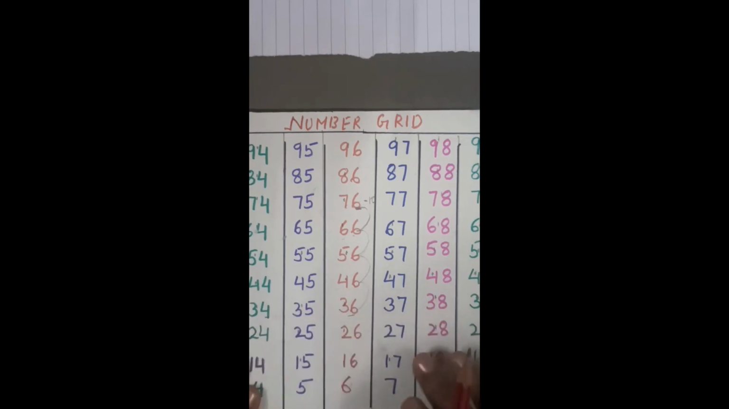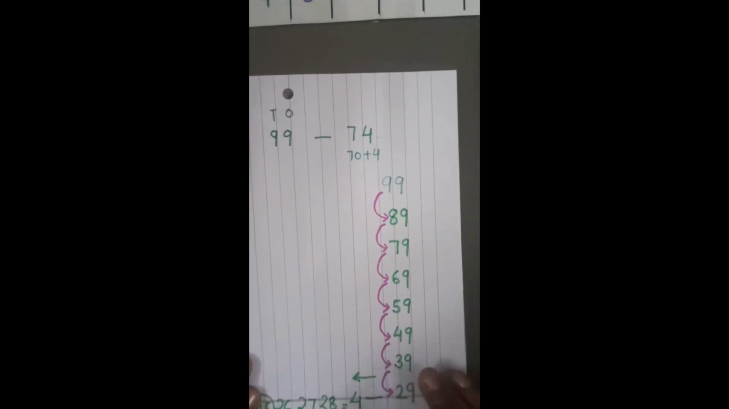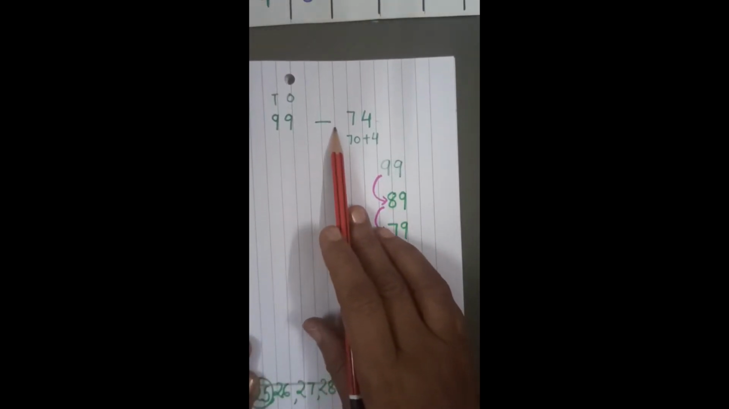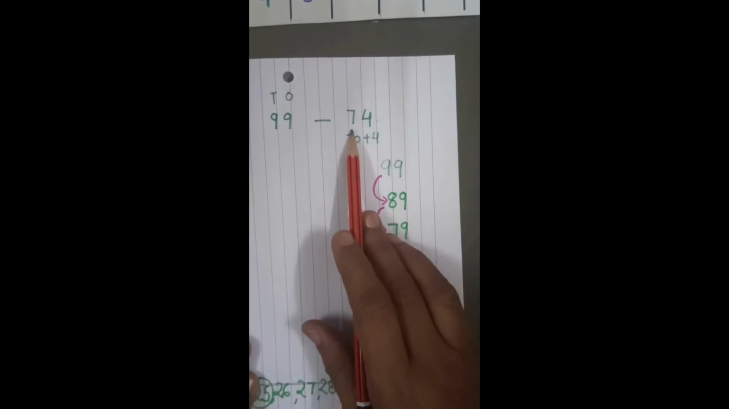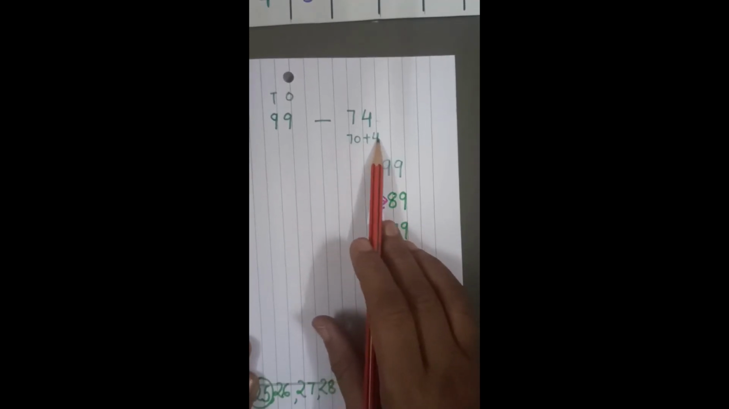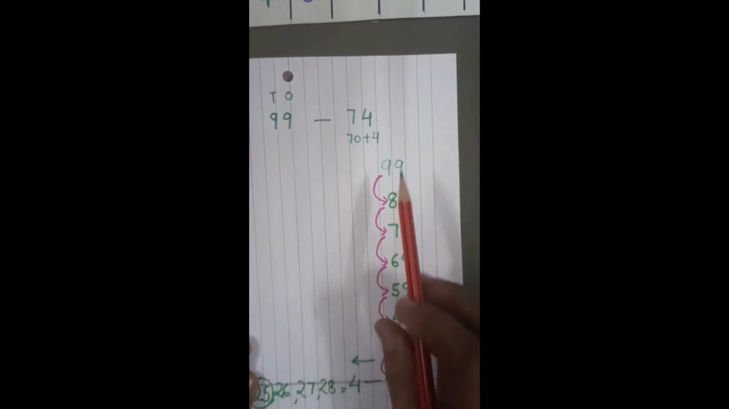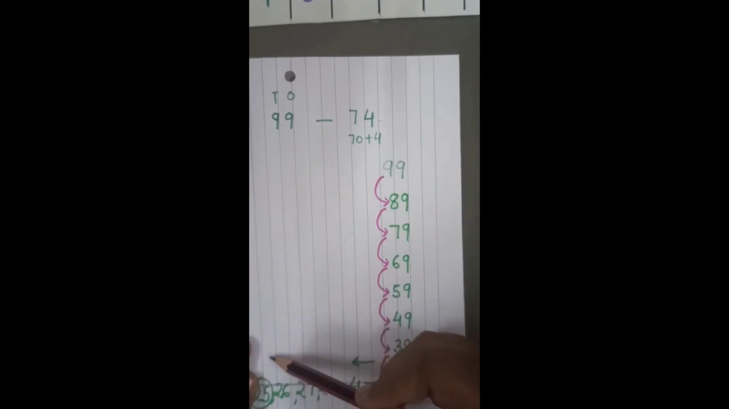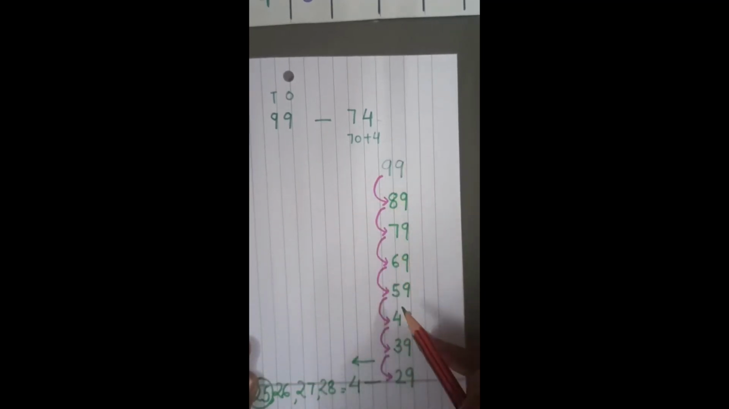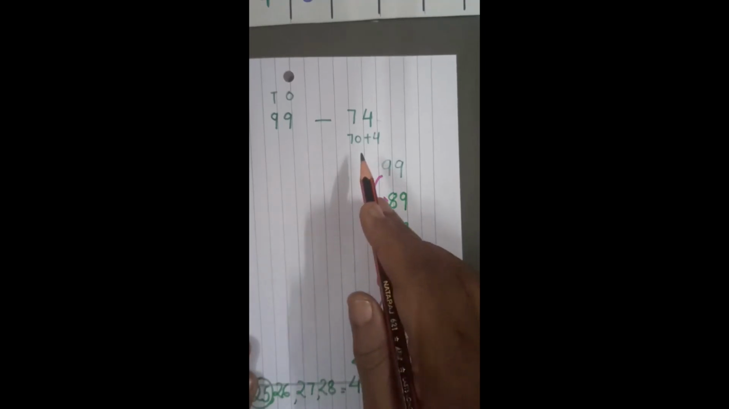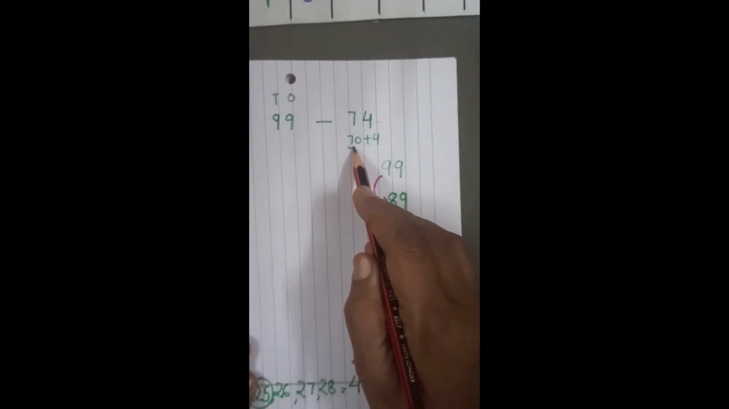Right? Now let us do some questions based on the number grid. So here is the first sum for you. You can see I have written down 99 minus 74. Okay, so 74 means 70 plus 4. So as I made you understand that whenever we go down a number grid, in this kind of a number grid where we begin with 1 at the bottom, then while we move down we decrease. That means the numbers become smaller. So when we go down, we are decreasing by 10 every time. So how many times do we have to go down? We have to go down 7 times.